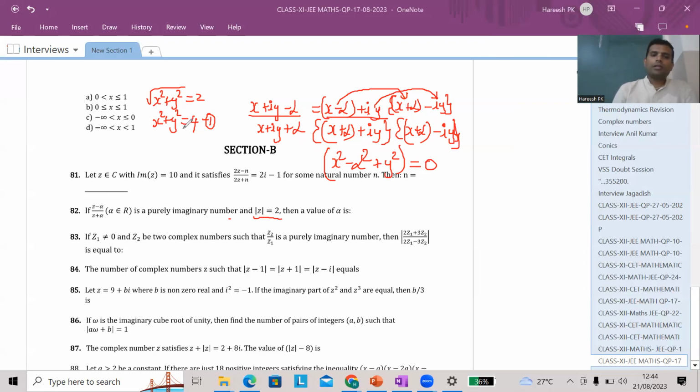But x square plus y square, they have given as 4. So instead of x square plus y square, substitute 4. So 4 minus alpha square is 0. So alpha is plus or minus 2.